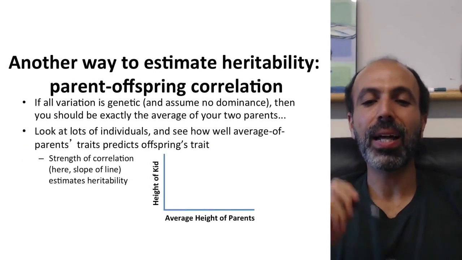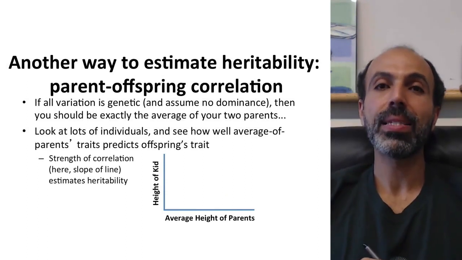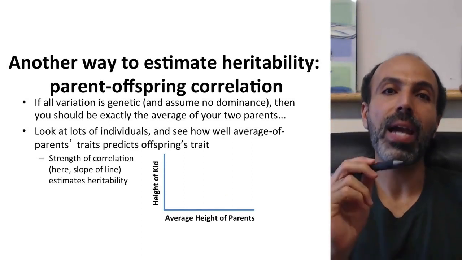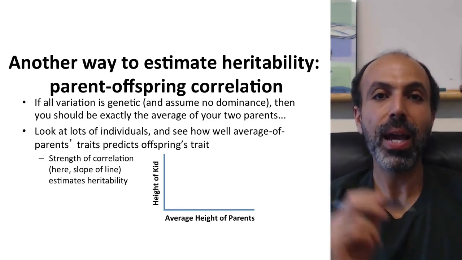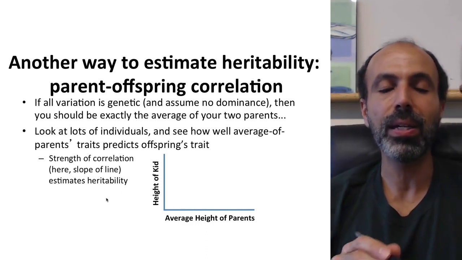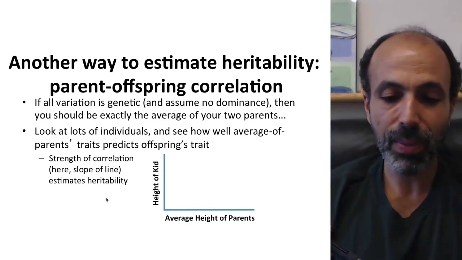Now, if we look at lots of individuals, we can assess how well the average of the parents' traits predicts the average of the offspring. And then we can use that. We can look at the strength of the correlation, or in this case, the slope of the line, to estimate heritability.